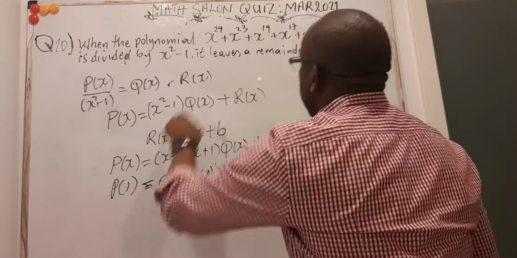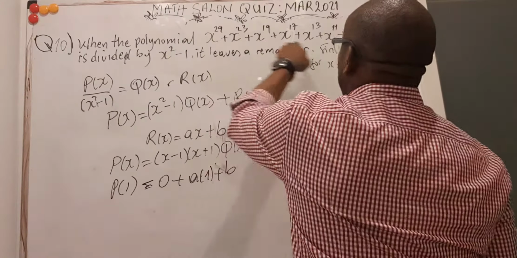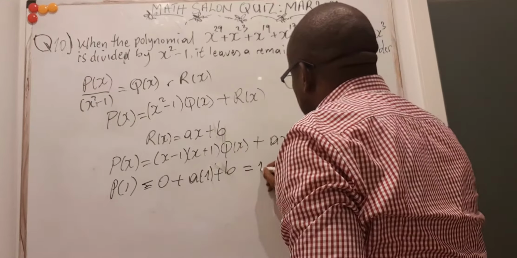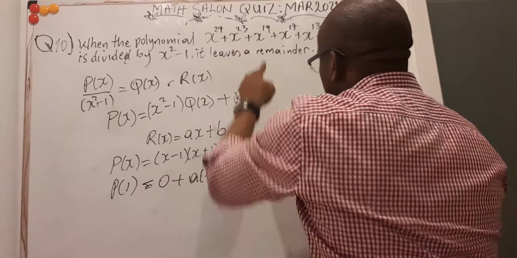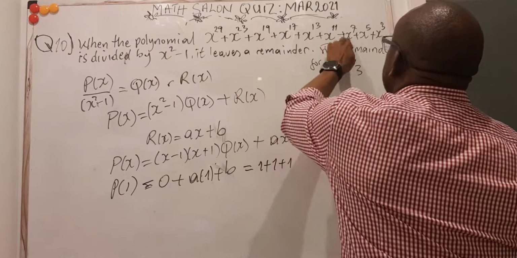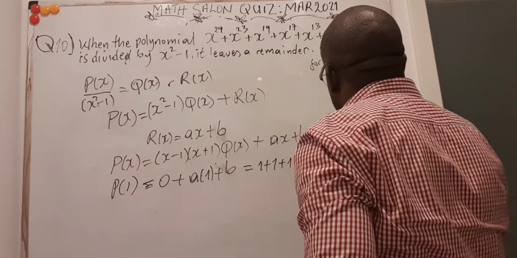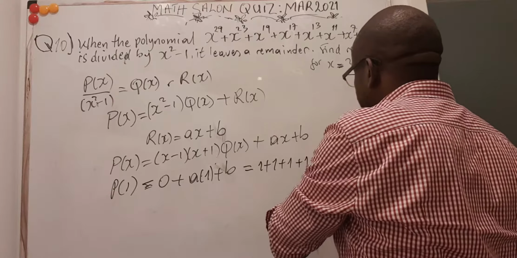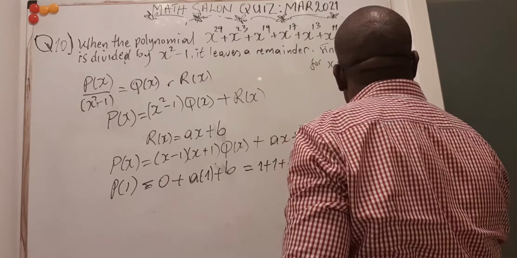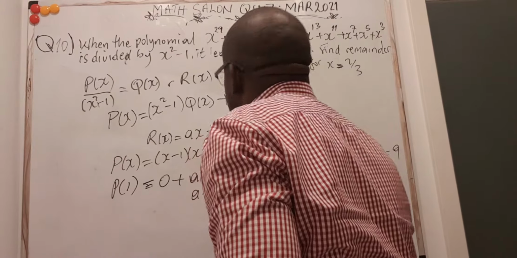But I can also put 1 into the polynomial to see what it gives. That's going to be 1 to the power 29, which is 1, plus 1 to the power 23, which is 1. They will all be 1. 1, 2, 3, 4, 5, 6, 7, 8, 9 terms. So I will get 1s 9 times. So this is actually equal to 9. So I'll get my first equation: a plus b is equal to 9.